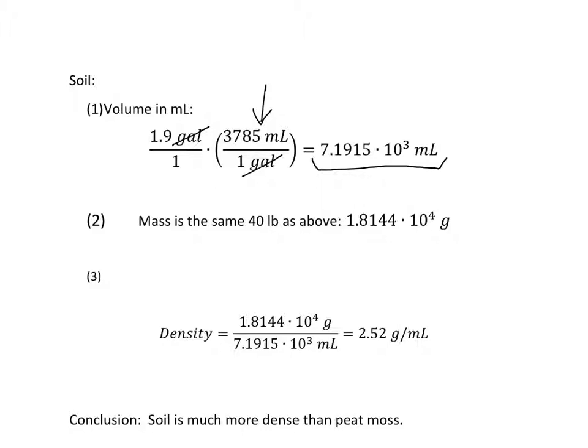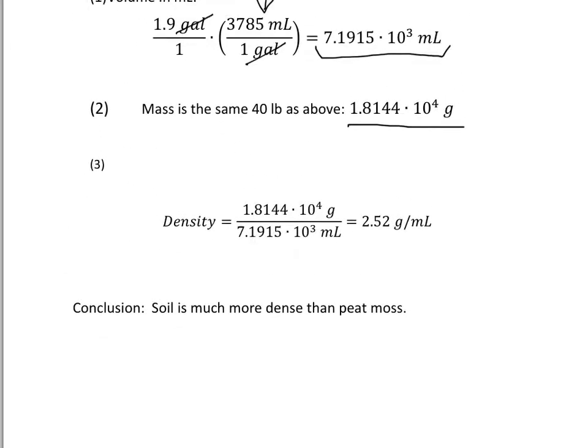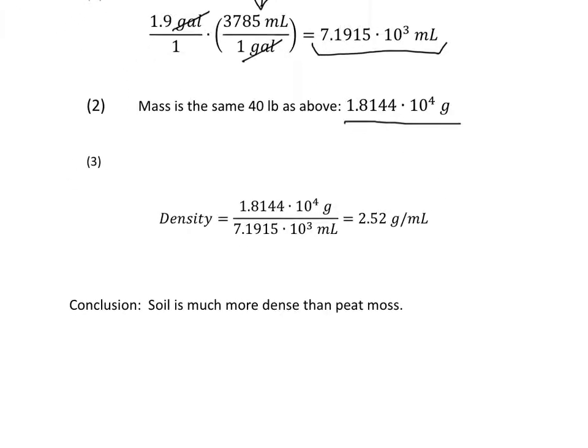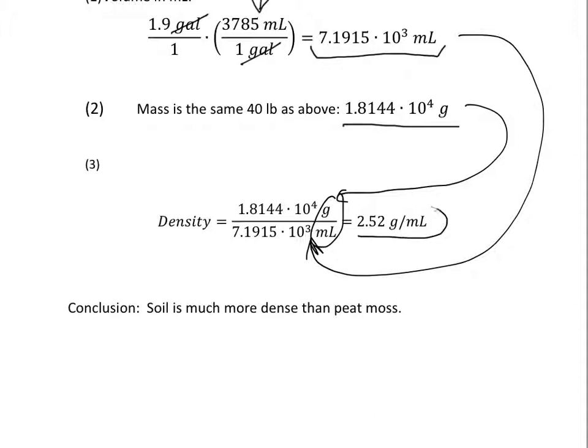The mass is 40 pounds, just like the mass given for the peat moss, and that has the same value, and I will recalculate that. That's 1.8144 times 10 to the 4th grams. The density is the quotient of these: mass divided by volume in the appropriate units. Carrying out that calculation gives me 2.52 grams per milliliter, in 3 significant figures. And since the density of peat moss was 0.13, the conclusion is that topsoil is much more dense than peat moss.